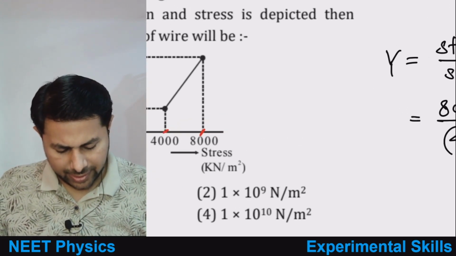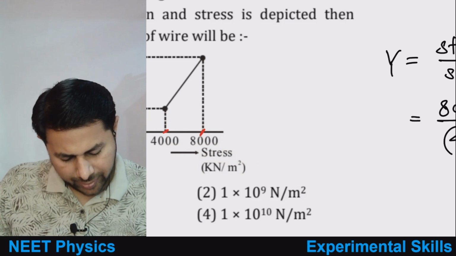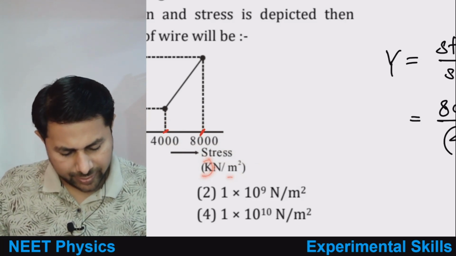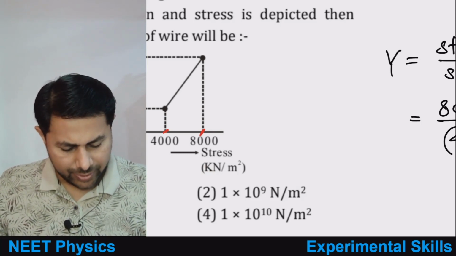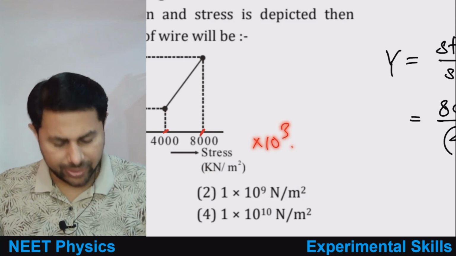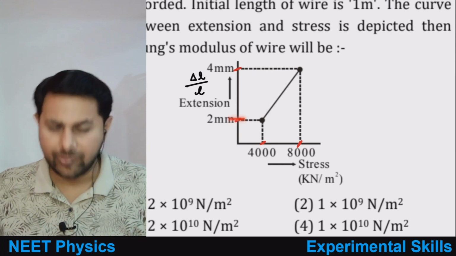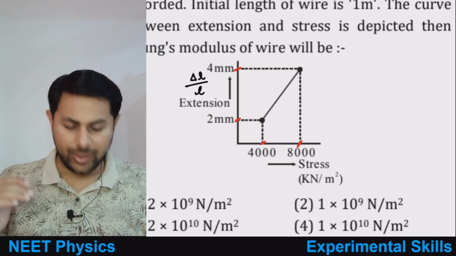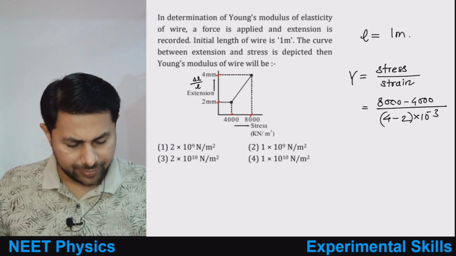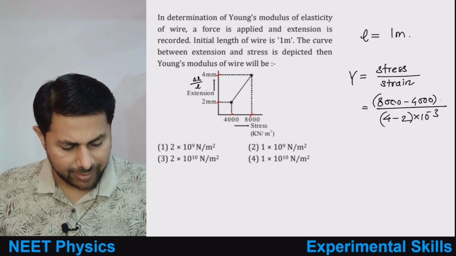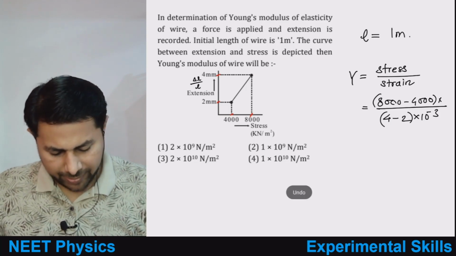This is clear. 8,000 minus 4,000, this is in proper units. Okay, no, this is also in kilonewtons per meter square, so you need to convert that to newtons per meter square. So this thing also we multiply by 10 raised to 3 to convert to newton per meter square, right? And on the vertical axis this is 2 mm, we need to convert it to proper units, so it will be 2 multiplied by 10 raised to minus 3 meters, right? So the numerator also we need to multiply by 10 raised to 3.